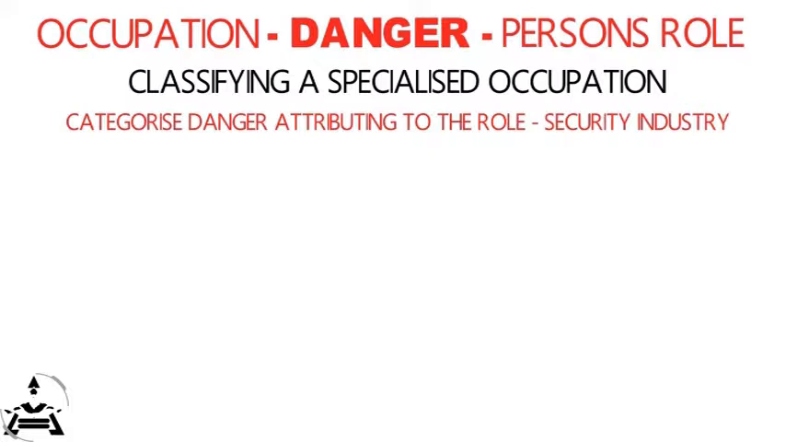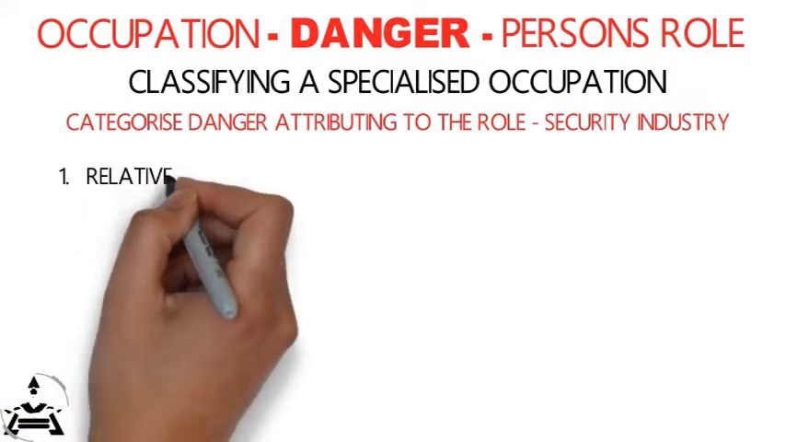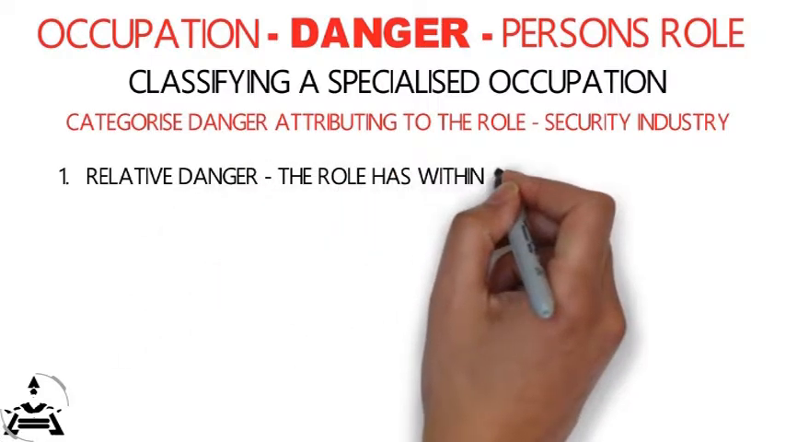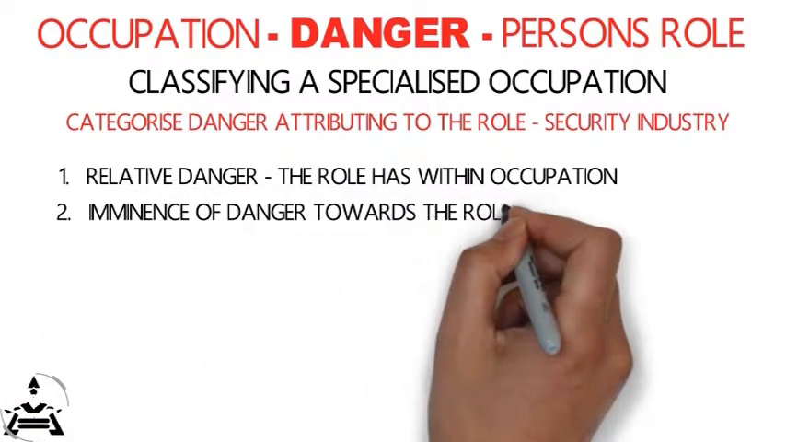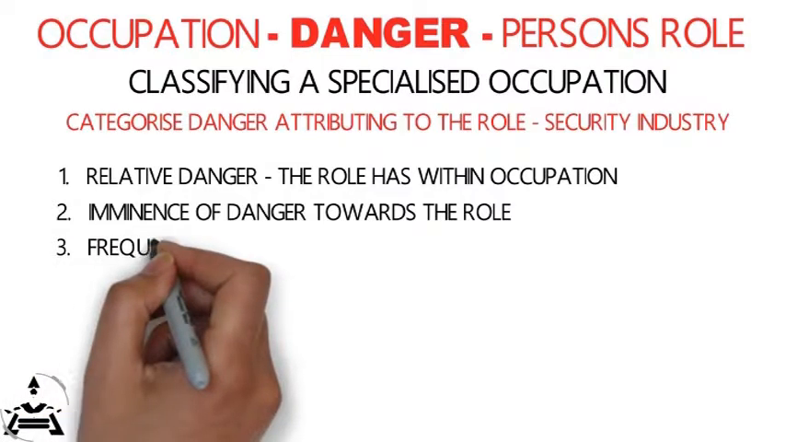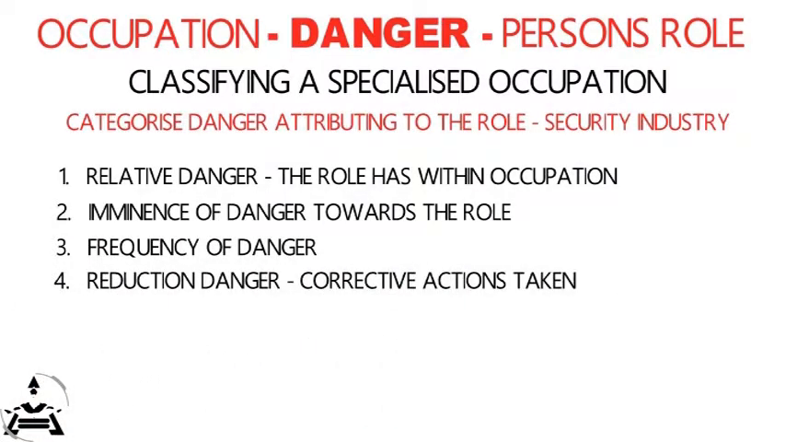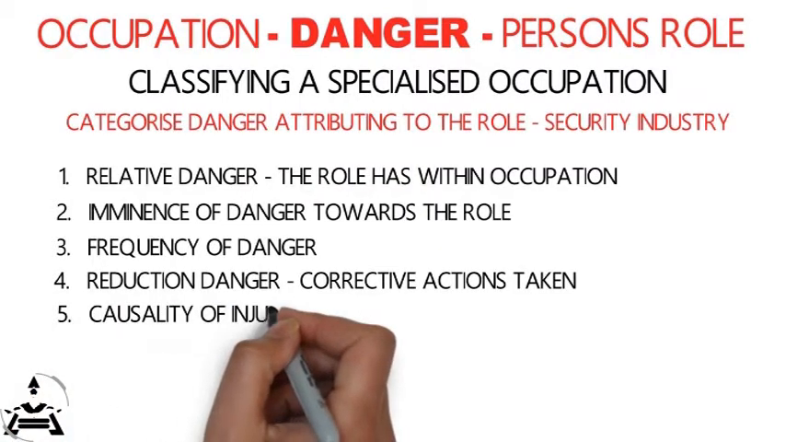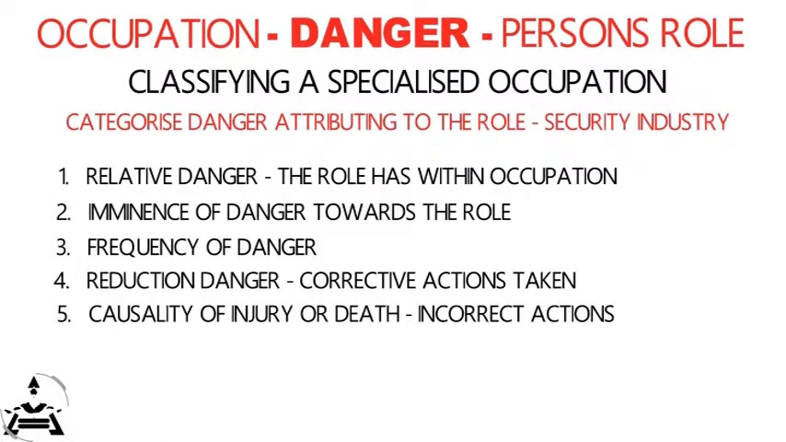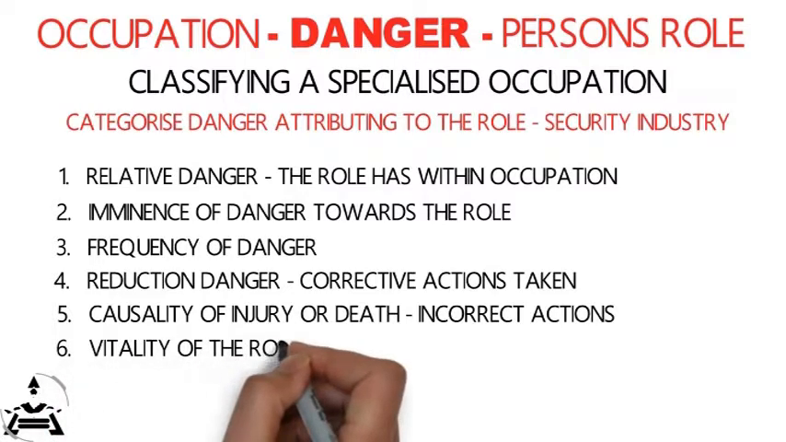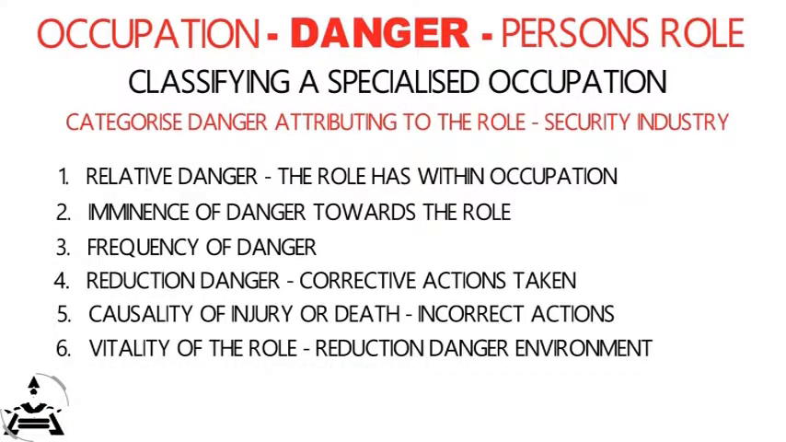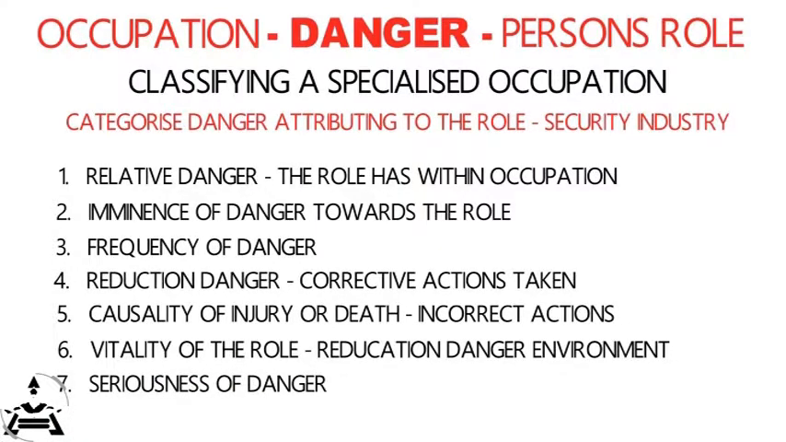The occupation is assessed upon the relativity of danger that undertaking the role within the occupation, imminence of danger towards the role itself, the frequency of that danger appearing within the occupation, reduction of danger if corrective action is taken, seriousness of the outcome of an event if incorrect actions are taken, the relationship of the role towards the reduction of danger within the environment, the seriousness of the danger towards the role and others affected by the danger.